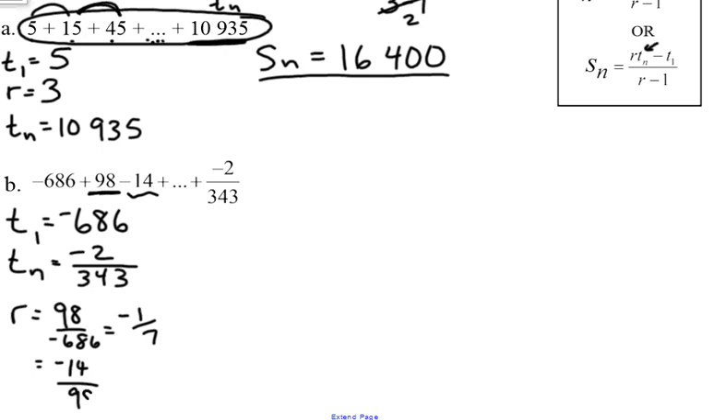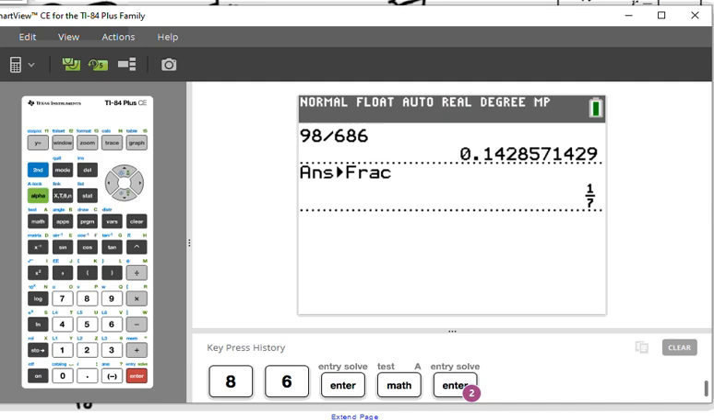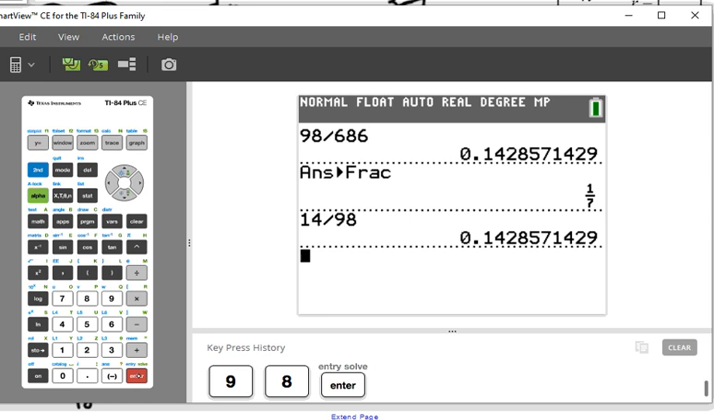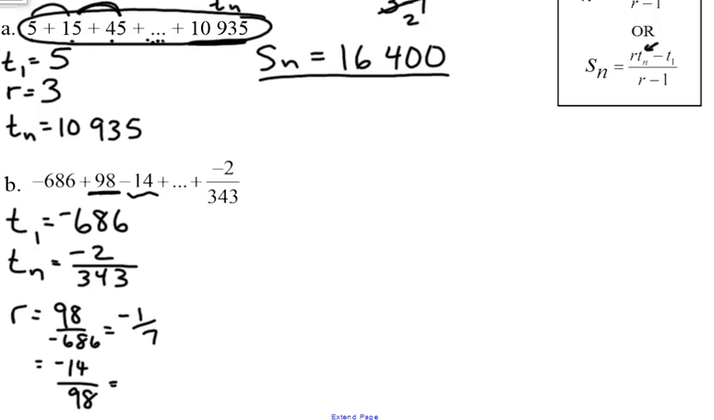Well, what's 14 divided by 98? Really quickly with my calculator again. 14 divided by 98. Enter. Look at that. It's the same thing. Same decimal value, so we know it's the same exact value. So we are good to go with that. So here, negative divided by a positive, we have an R value of negative 1/7.